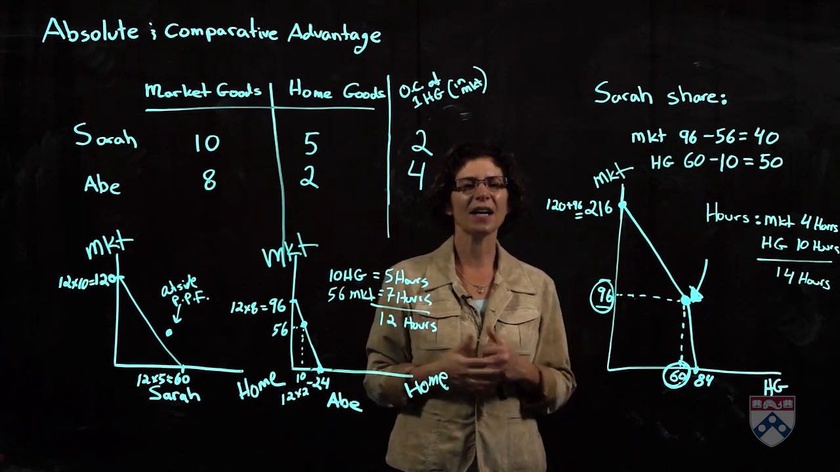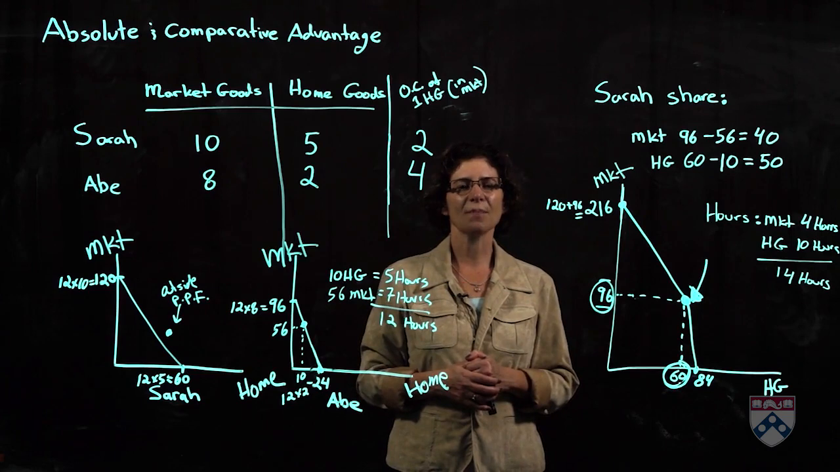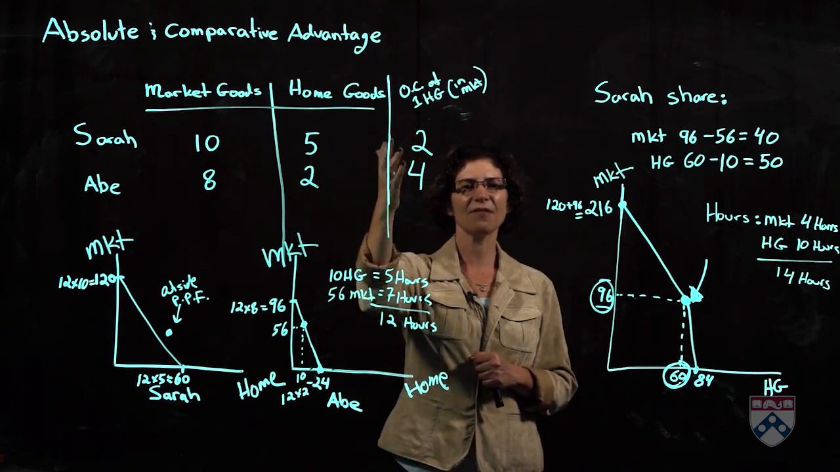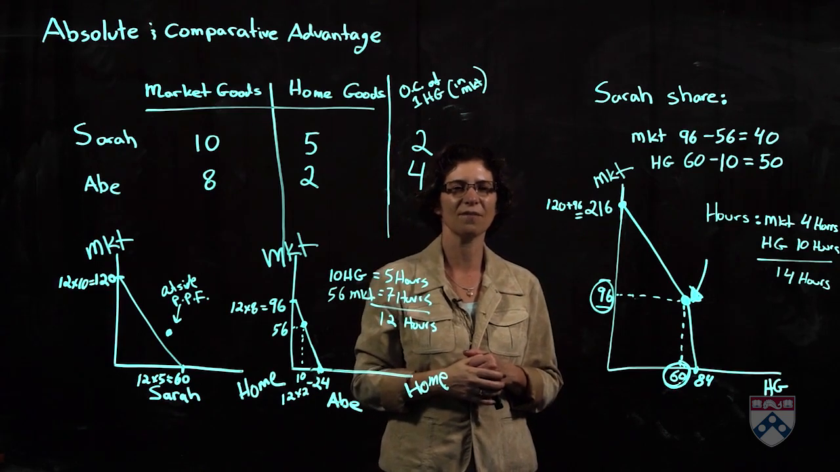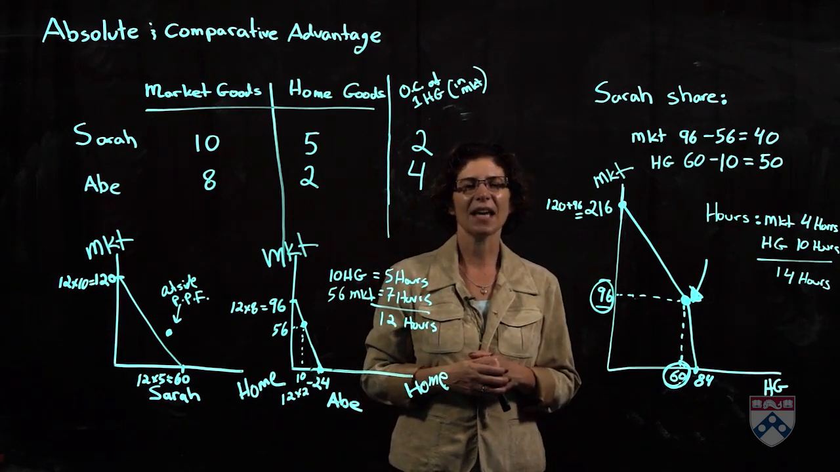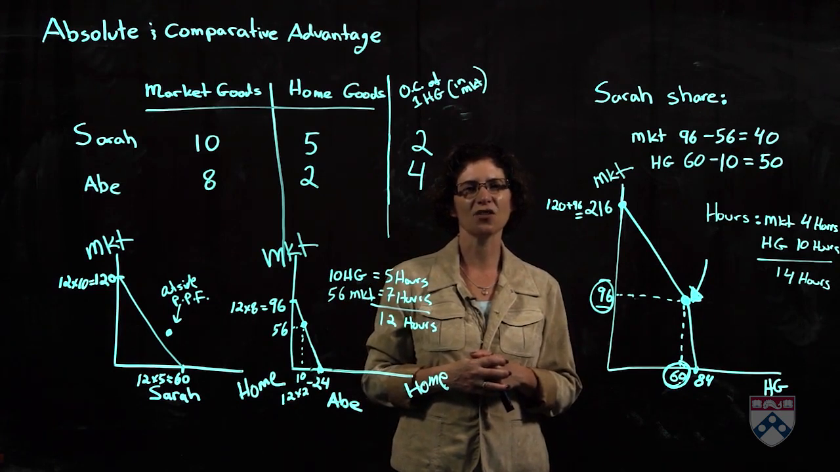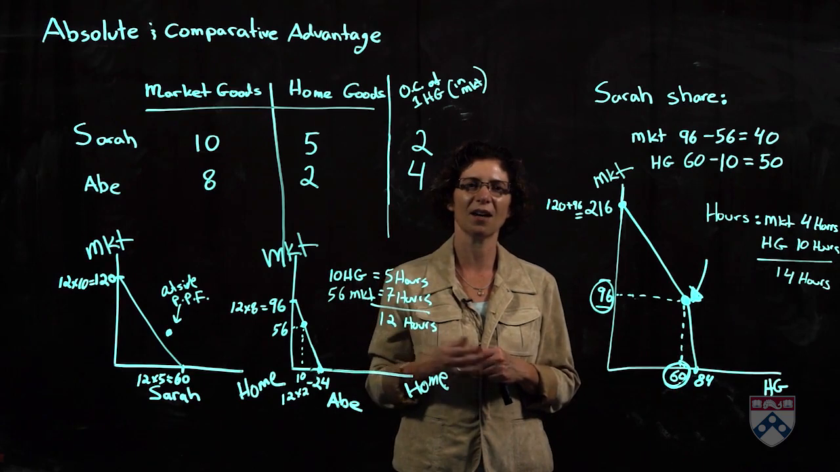But for the sake of our example here, that really is not important. What is important is that they have different relative advantages, or the technical term for it is comparative advantage. Someone has a comparative advantage if they can produce that good at a lower opportunity cost.